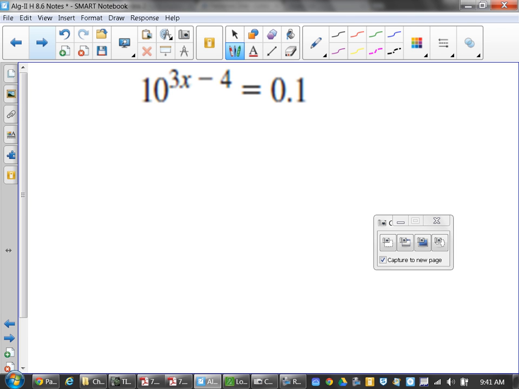What do you have to do first? You log. Yes. But couldn't you just say that 0.1 is like 10 to the -1st power? Sure. But I'm using my calculator for this, so it doesn't really matter what I do. So I just hit log of 0.1. Add 4. Divide by 3.